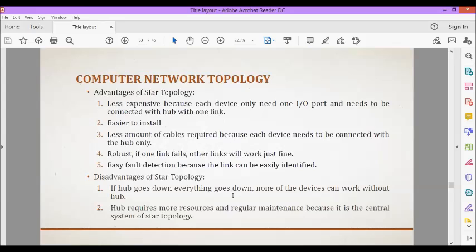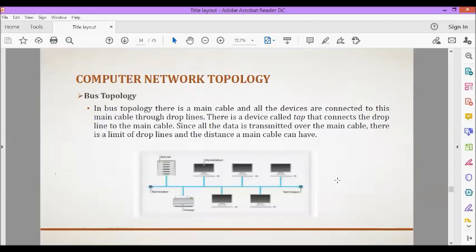So while the drawbacks of the star topology are, if hub goes down, everything goes down. None of the devices can work without hub. Hub requires more resources and regular maintenance because it is the central system of the star topology. Okay, we will proceed now with another computer network topology, which is the bus.